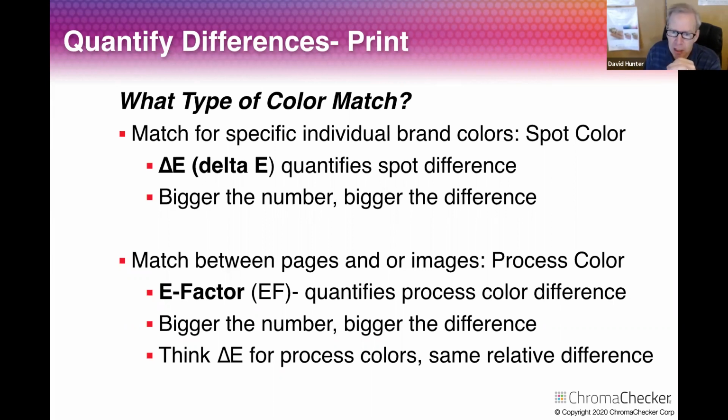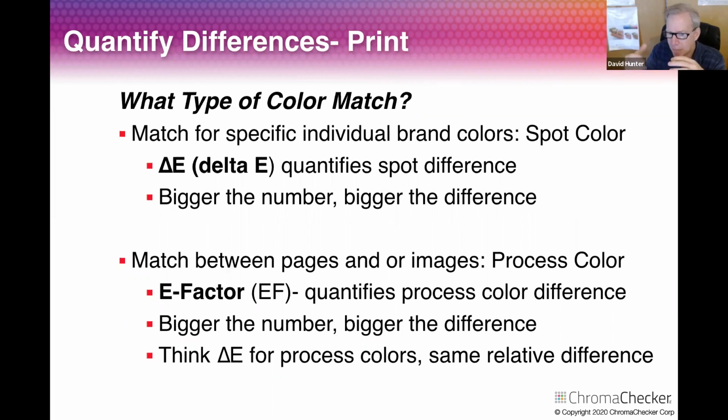And with the delta E 2000, the larger the number, the larger the visual difference to your eye. And in this way, it's the difference between 2 colors. Now, when we're talking about page color difference, so we're looking at all the colors on the page, this is where we need a metric to define the process color differences. And this is where E factor comes in. And E factor is a type of delta E.